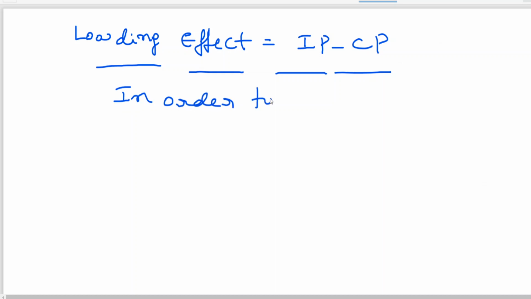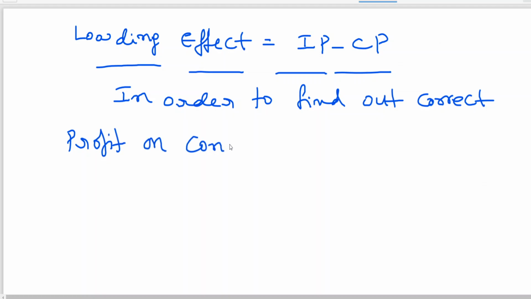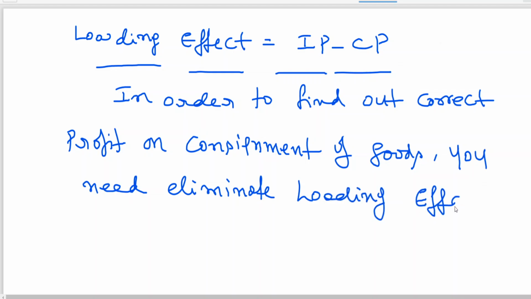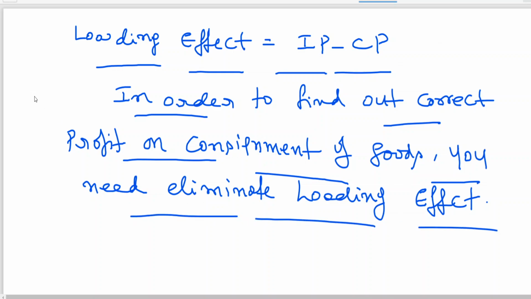In order to find out correct profit on consignment of goods, you need to eliminate loading effect. So in order to find out the correct profit on consignment of goods, you need to eliminate loading effect. This is point number 1.